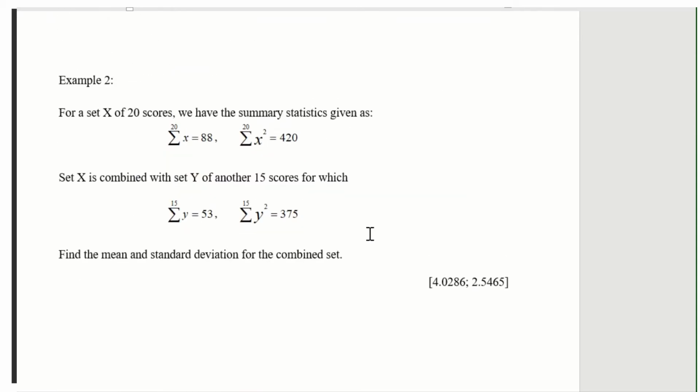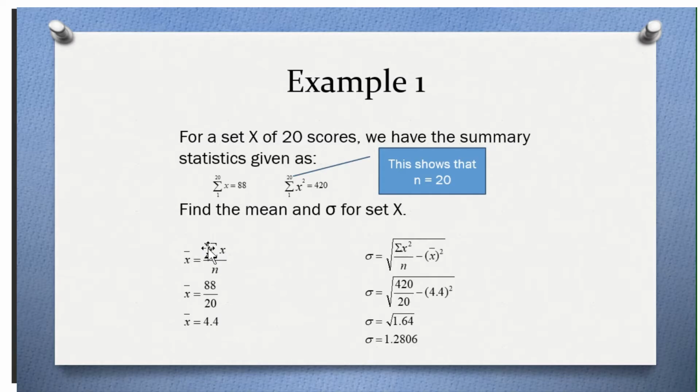Example 2, now you need to combine your statistics. So now you got set X, you got set Y. So what did I tell you? You need to combine your summary statistics. If I want to find the combined mean, I have to take sigma X plus sigma Y. You understand? Which I have the working right here. Just give me a minute.